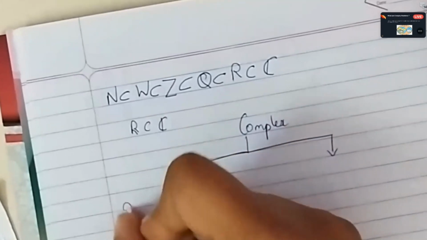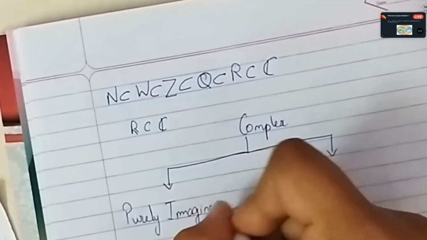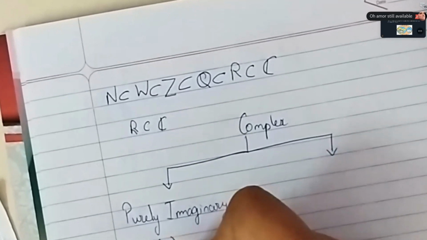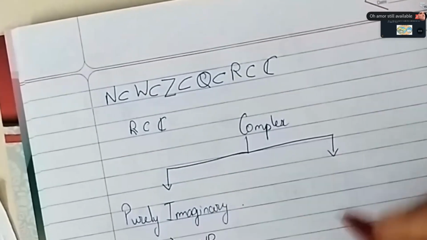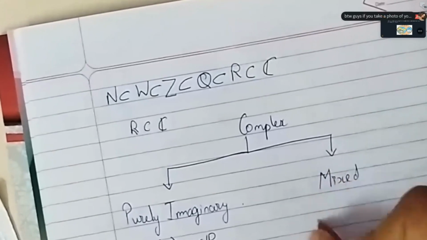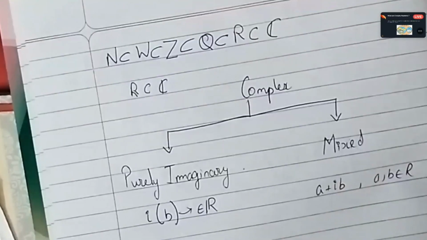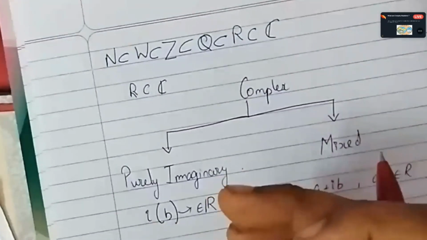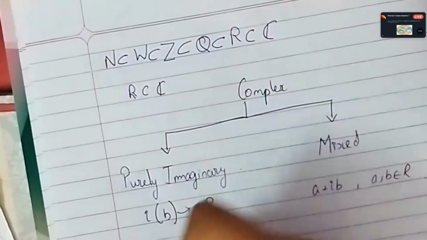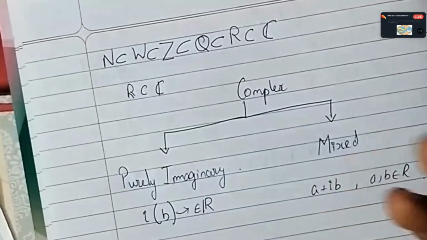So one is purely imaginary, that has no real component present in it. So it is just iota times some number b. b can be anything, it belongs to R. And the other is mixed, that is a plus iota b, where a and b both belong to R. If it has a real component and an imaginary component, it is a mixed complex number. If it is just an imaginary number, then it is called a purely imaginary number.